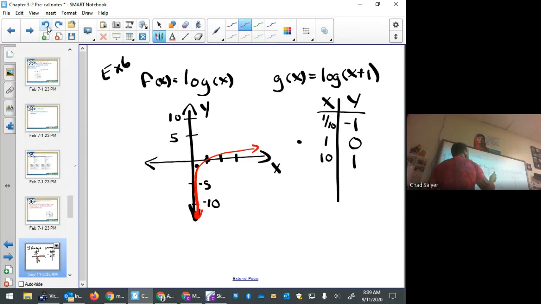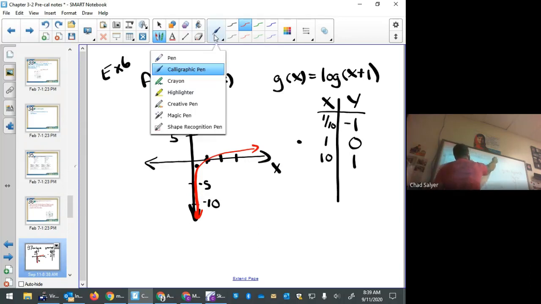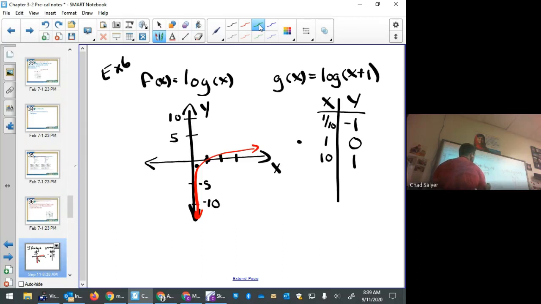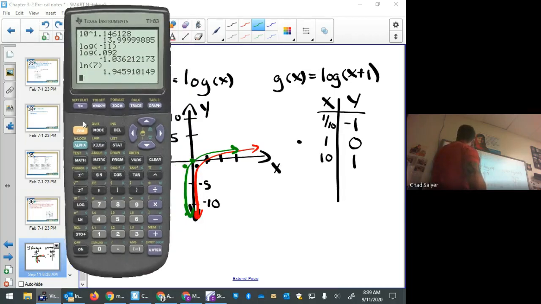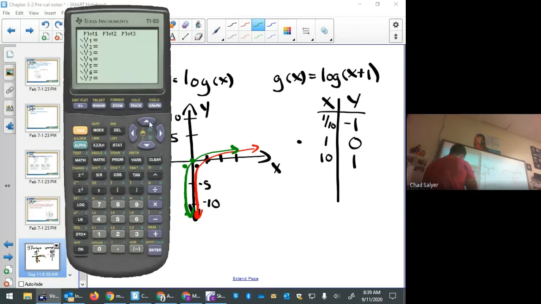So if I slide that 1 unit to the left, just take these points. Not quite that much steeper. Something like this. Let's graph it on our calculator and see how we did. So log is easy to graph on the calculator because it's a built-in function. Log of x, and then log of x plus 1. Graph.